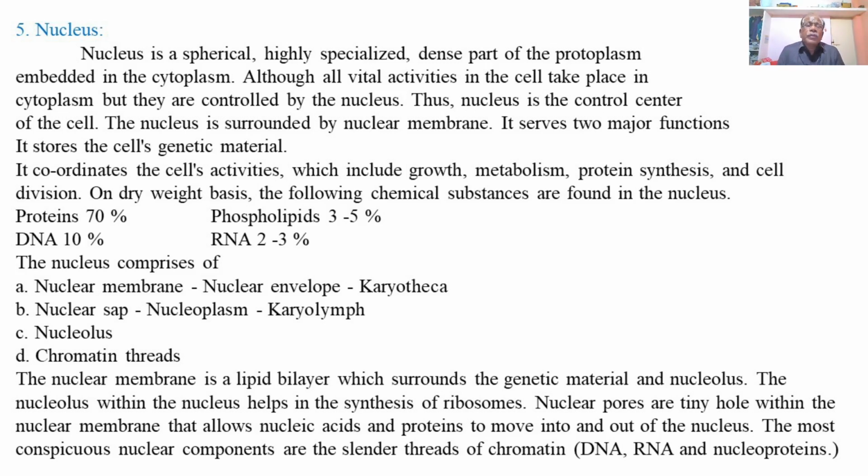The most conspicuous nuclear components are the slender threads of the chromatin, that is DNA, RNA and the nucleoproteins. The most important nuclear components are the slender, linear, elongated threads of the chromatin material composed of DNA and nucleoproteins, the chromosomes, and also the RNAs.